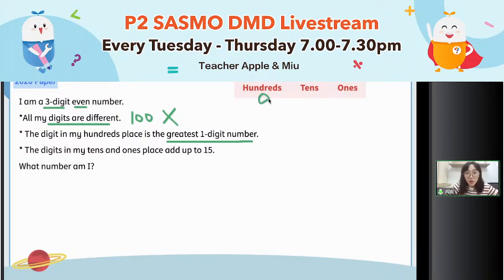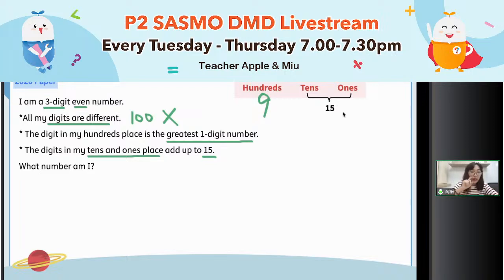So we already know that it should be 900 and something. And then the digits in my tens and ones place add up to 15. So according to the question, tens plus ones equals 15. What number am I? Try it. This is a bit hard, right? We already know that the hundreds place must be digit 9. But what about the tens or ones?